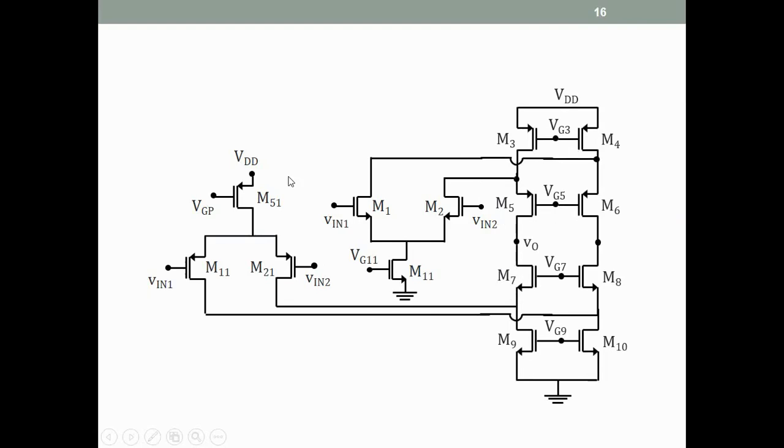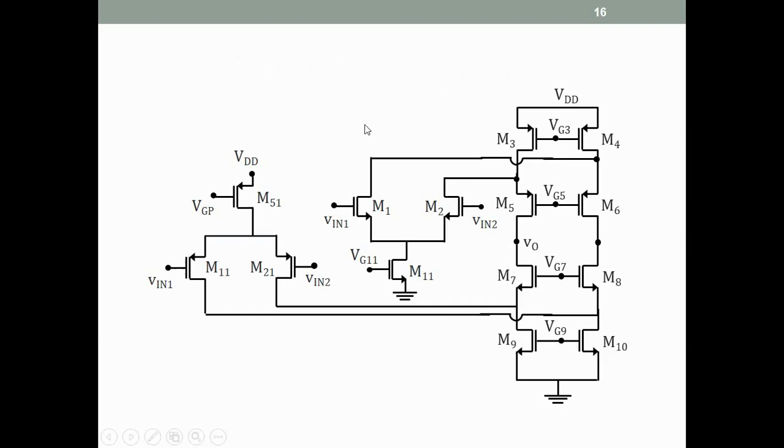So for example, if we ignore M51, M11, M21 for a moment, then M1, 2, 3, 4, 5, 6, 7, and 9, 10 is our regular folded cascode differential amplifier with NMOS inputs. If you are to build it with PMOS inputs, then these will go here. Now we can connect both of them without changing anything else because these currents automatically add here.